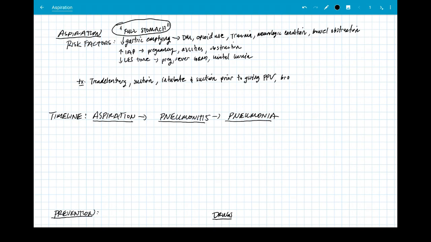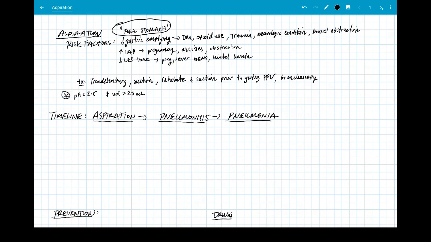Followed by bronchoscopy. Lavage is not indicated, but bronchoscopy and suction out anything that they may have aspirated. Things that make aspiration worse are pH less than 2.5 and volume greater than 25 mLs.